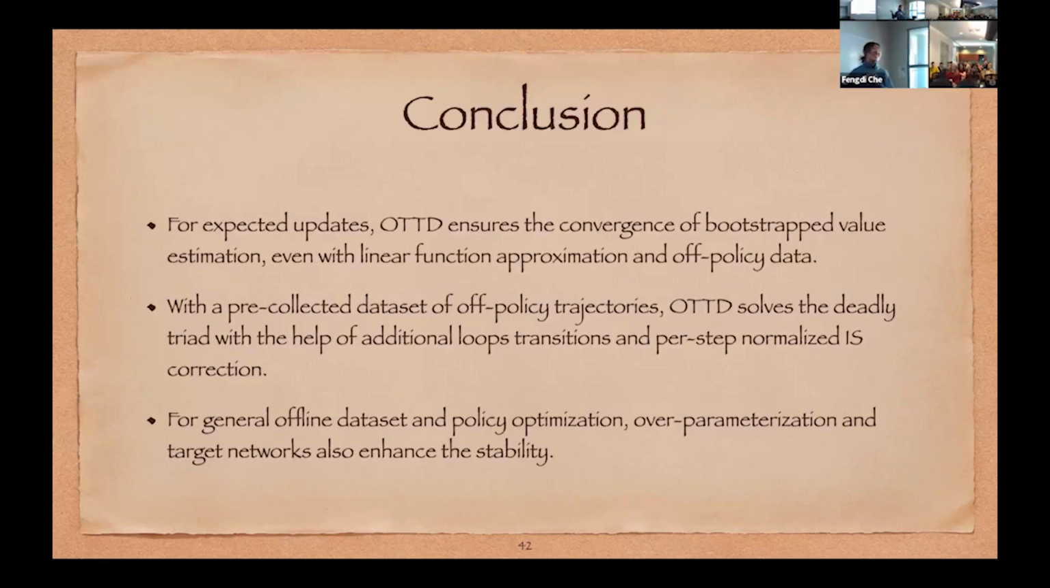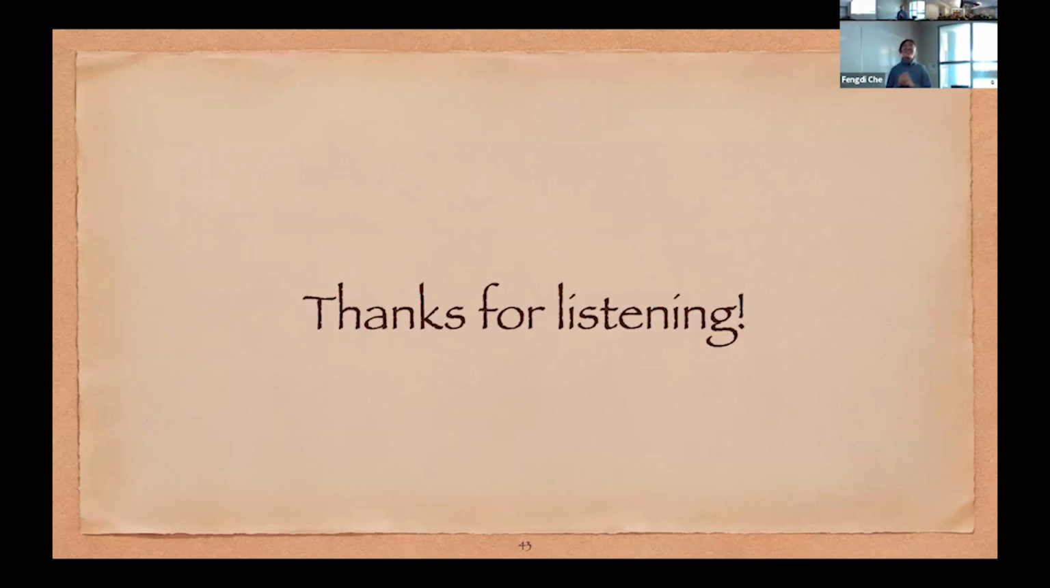Okay, so in conclusion, it's very simple. With expected update, when the data set covers all state action pairs, OTTD solves the deadly triad without conditions. And then with a pre-collected data set of off-policy trajectories, OTTD just needs the help from the additional loop transition and per-step normalized importance sampling correction. Then it can successfully evaluate the target policy again. And then for general offline data set and policy optimization, over-parameterization and target network still enhance the stability, but the convergence has some conditions. And that's all. Thanks for listening.